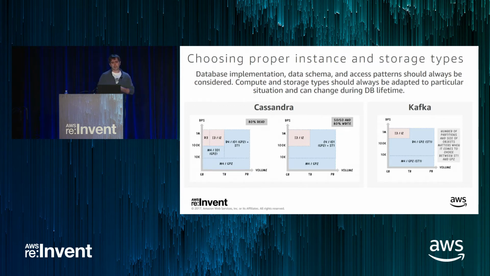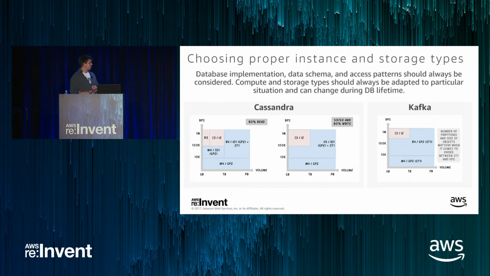Choosing proper instance and storage types is a really crucial and important topic, and everything here depends on the database implementation, I mean the particular database like Cassandra, Kafka, and so on, your data schema, and access patterns. It's something to always consider. And of course, you can adapt the compute and storage types on the go. If your demand or your pattern changes, you can adapt.